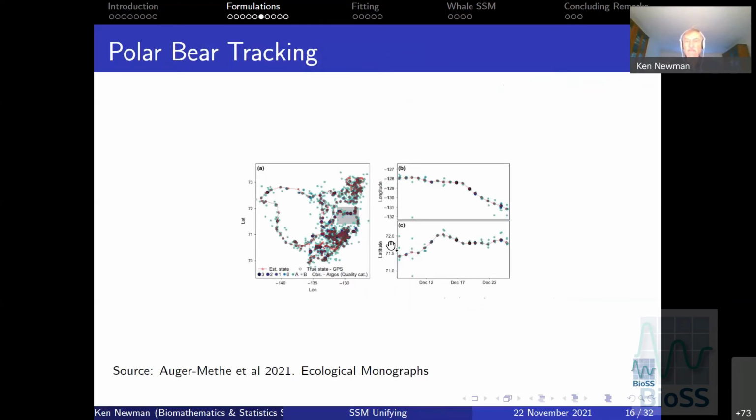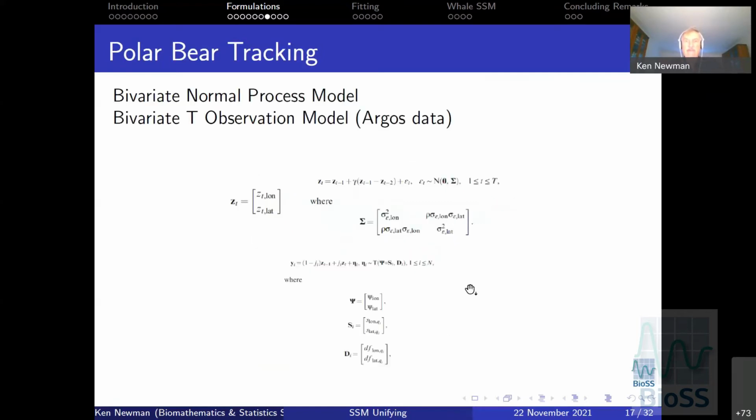Another example, like I said, movement modeling uses state space models a lot. Here's an example of data coming from, I think it was Argos tags and GPS tags on the movements of a single polar bear across time. And this is an example where the states consisted of the longitude and latitude of the polar bear. And so it was notions about turning angles and sort of step size, step rate. And then the observations were coming from Argos data.